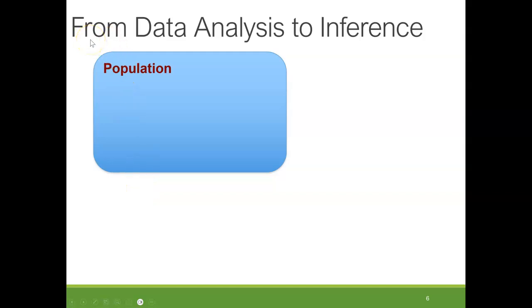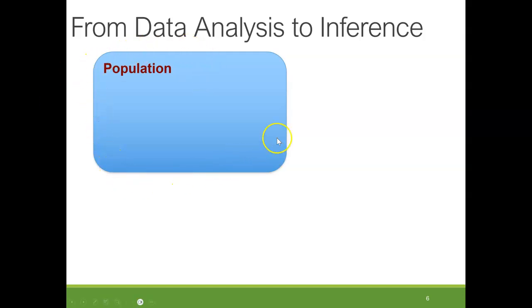So often what we're doing in statistics is we want to go from our data analysis. We've collected some data, we've graphed it, we've done some statistics, we've gotten some result. Now we want to be able to say something about that data set. So that's called making an inference.